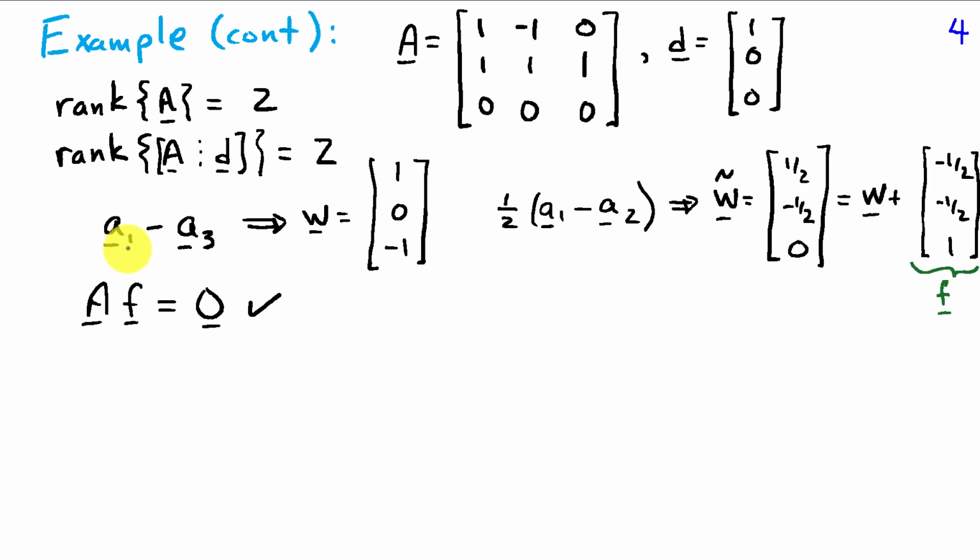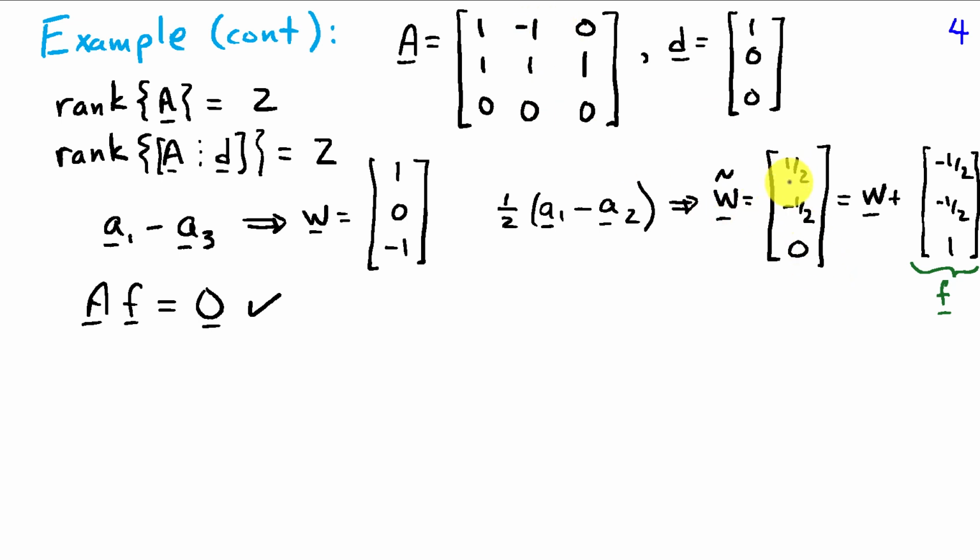And one solution we had was a1 minus a3 equal to d. So if I take the first column minus the third column, that's equal to d. Well, that corresponds to a w being 1, so this 1 multiplies the first column, 0 times the second column, minus 1 times the third column. So that's a w that satisfies this problem. Another solution we saw was 1/2 a1 minus a2, and if I write that out in terms of a w tilde, I find that 1/2 times the first column puts a 1/2 in this element, minus 1/2 times the second column, plus 0 times the third column.